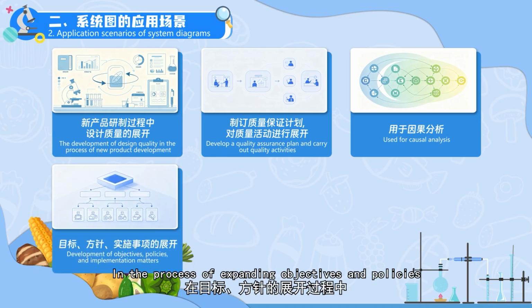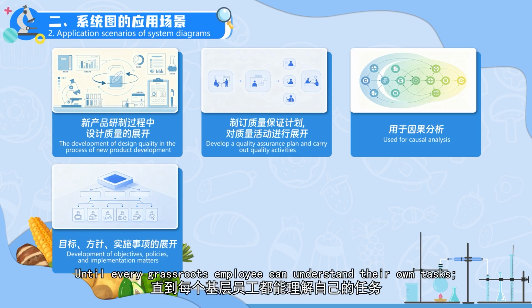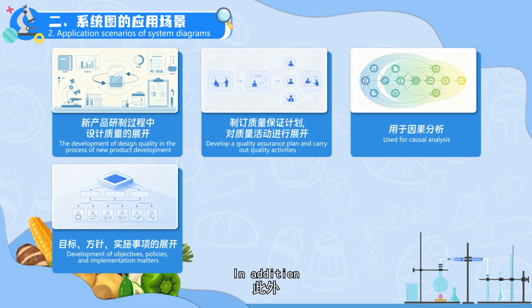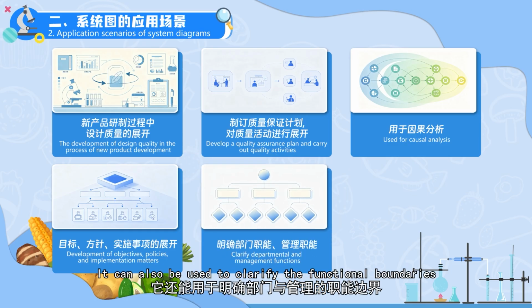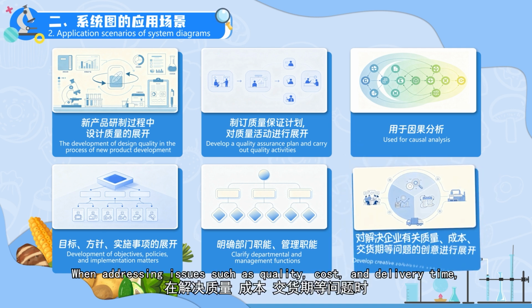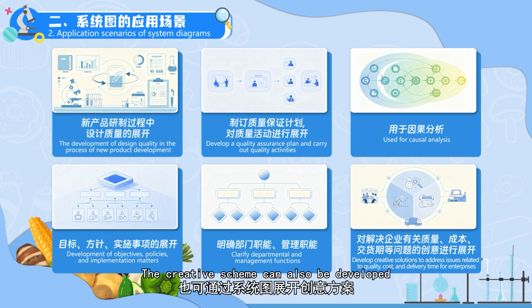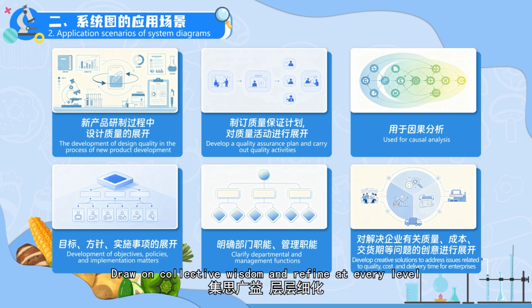In the process of expanding objectives and policies, the system diagram can help enterprises decompose their strategies layer by layer until every grassroots employee can understand their own tasks. In addition, it can also be used to clarify the functional boundaries between departments and management. Avoid overlapping or missing responsibilities. When addressing issues such as quality, cost, and delivery time, the creative scheme can also be developed through the system diagram. Draw on collective wisdom and refine at every level.